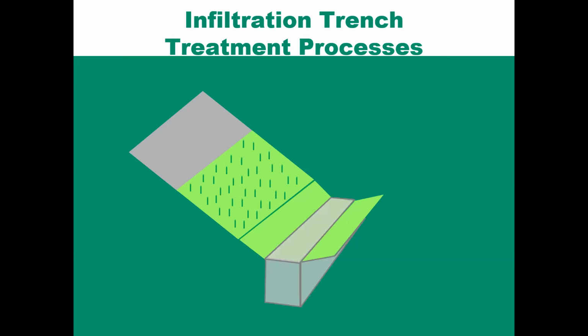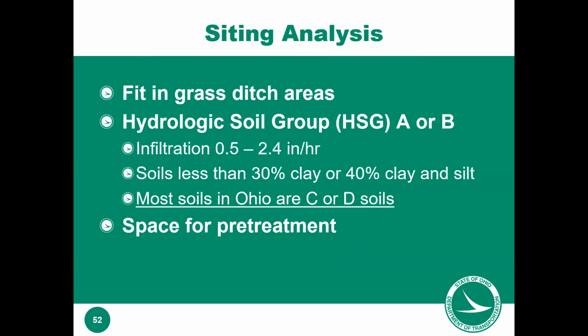Infiltration trench, I'm not going to go into. The key thing for infiltration trenches is a lot of the sediment removal happens in the pretreatment. So you need to have space for pretreatments, and ODOT has very few of these, and they don't work great. You need A or B soils.